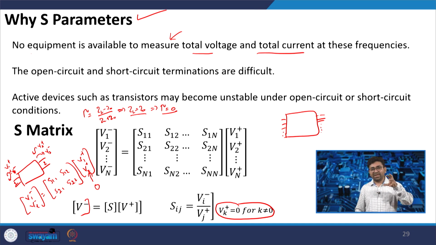So, that is a big difference between the parameters that we have seen, A, B, C, D, H, Z, Y. Here you are going to use a matched load in order to find the S parameter.